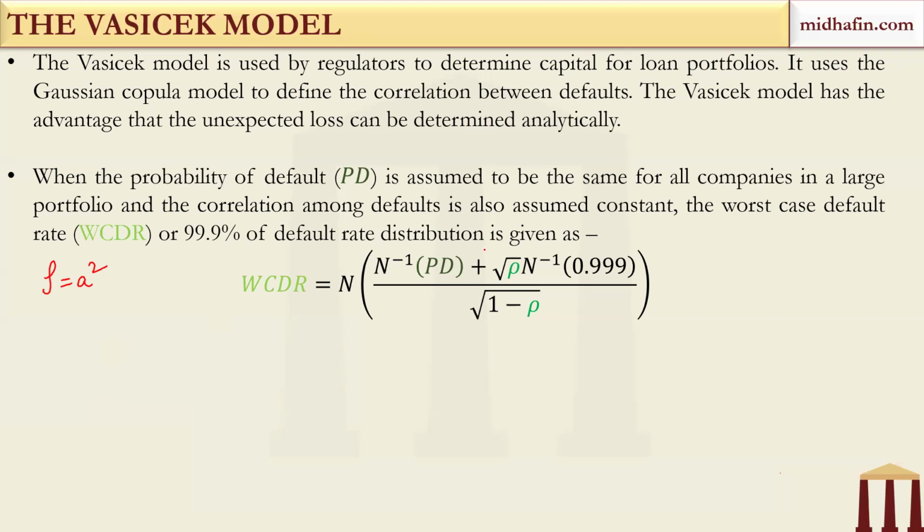If you ask me, sir, then why plus? Why not minus? Because we are using the property of normal distribution: N inverse of 0.999 is equal to negative of N inverse 0.001. That was the property of normal distribution, if you remember. So basically you have this, root rho is nothing but a. This is the worst case of F, the worst case part of F. That is why we have taken it as 99.9% worst case.